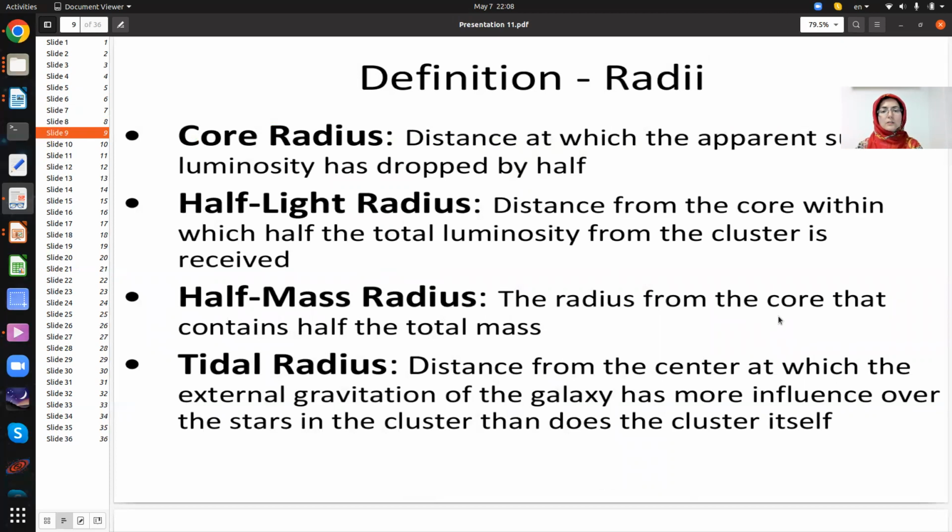And what is the definition? Core radius: the distance at which the apparent surface luminosity has dropped by half. Half-light radius: the distance from the core within which half the total luminosity from the cluster is received. Half-mass radius: the radius from the core that contains half the total mass. Tidal radius: the distance from the center at which the external gravitation of the galaxy has more influence over the stars in the cluster than does the cluster itself.